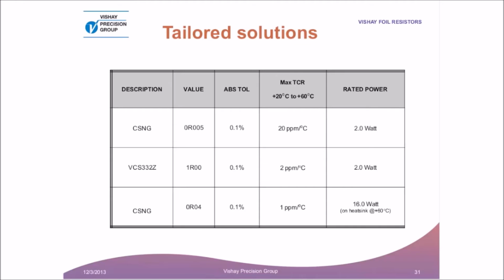Then we show one of our standard products, which is the VCS332Z, in a 1 ohm value with 2 ppm TCR, again at 2 watts. And finally, another current sense new generation product with 40 milliohms, only 1 ppm per degree C, and running at 16 watts on a heatsink at 60 degrees C.